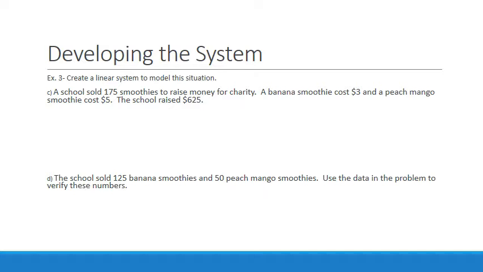Okay, a school sold 175 smoothies to raise money for a charity. A banana smoothie costs $3 and a peach mango smoothie costs $5. The school raised $625. What we're wondering in this question is just how many of each type of smoothie did they sell? Okay, so you can go X and Y, it's up to you. You could go B and P if you want though. So I'll go B for number of banana smoothies.